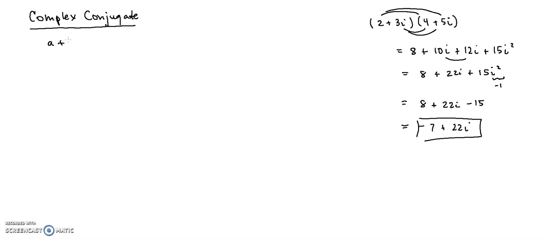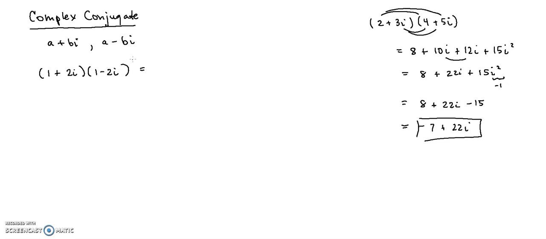So if you have a plus bi, the complex conjugate is a minus bi, or vice versa. So you change the sign on the imaginary part, and then when you multiply those together, you get the difference of two squares. So let's look at an example. 1 plus 2i and 1 minus 2i are complex conjugates. Okay, remember the sum and difference terms? You can think of this as difference of two squares, or you can multiply it all out this one time.